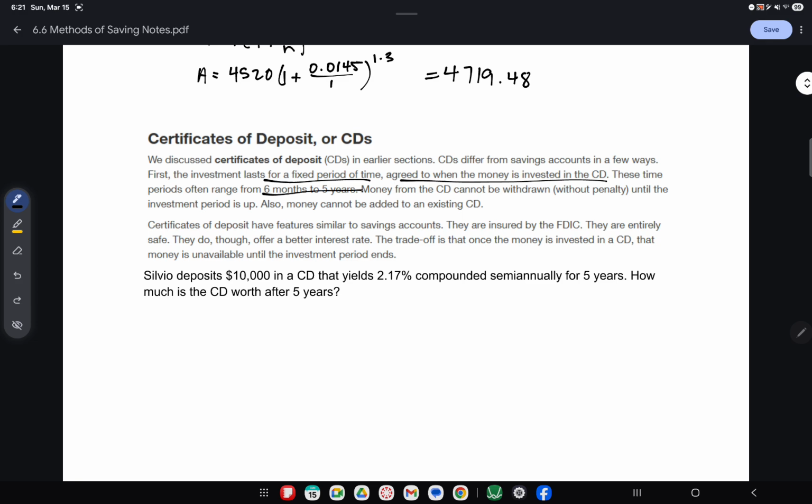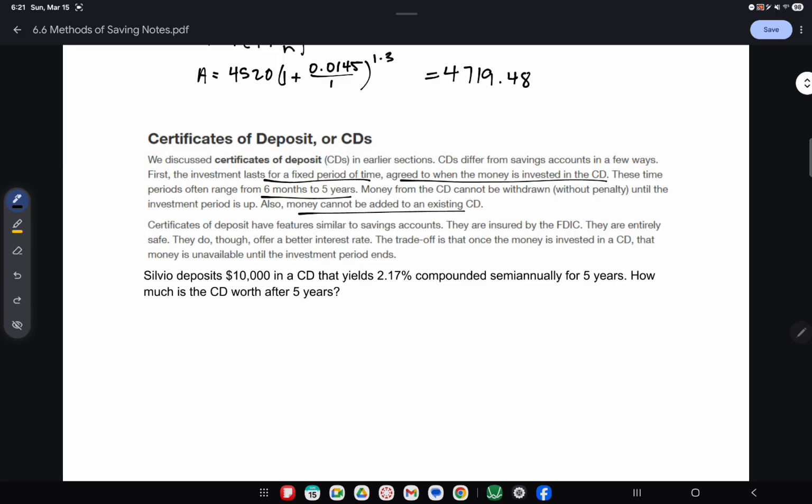It says 6 months to 5 years. I guess it just depends. But money from the CD can't be withdrawn without penalty until that time period is up. So if you put in $50 into a CD and it said 5 years, you have to wait until that 5th year to be able to pull it out, and then you can see what interest had been earned on that. And then you can't add money to it. You'd have to buy a new one.